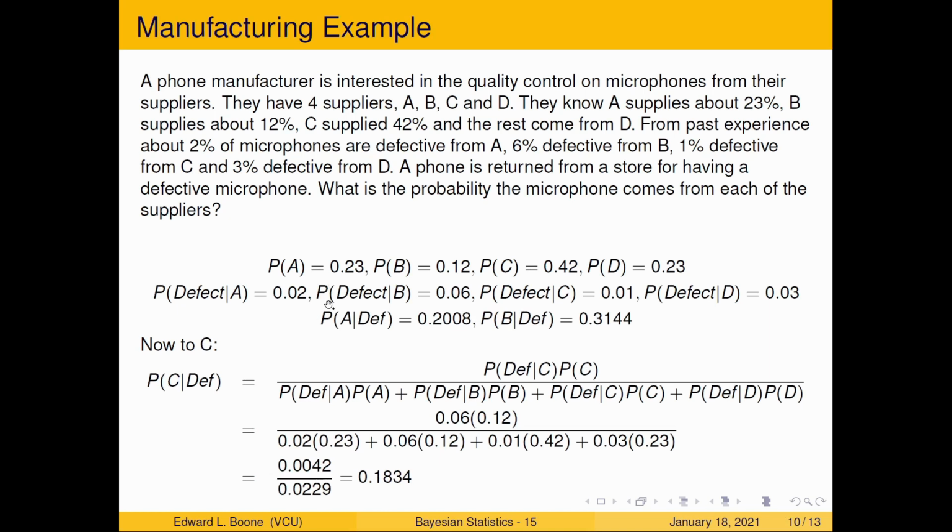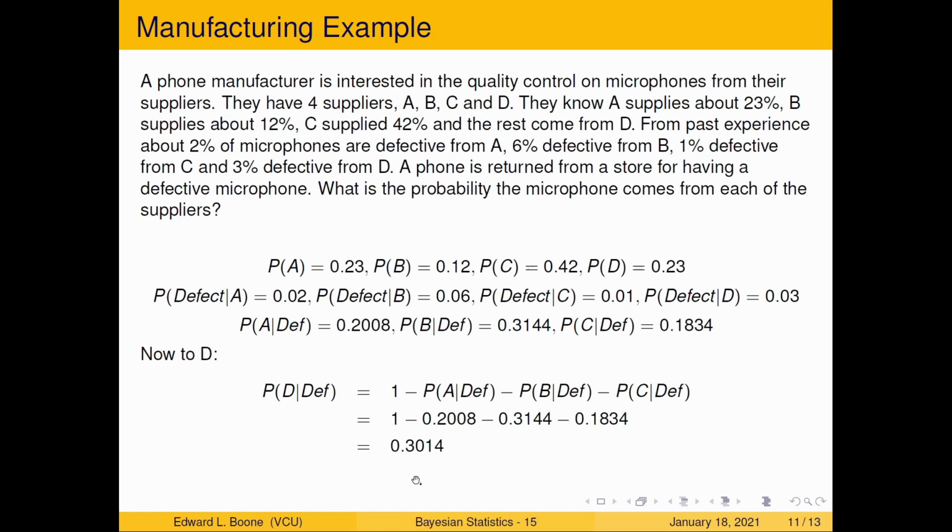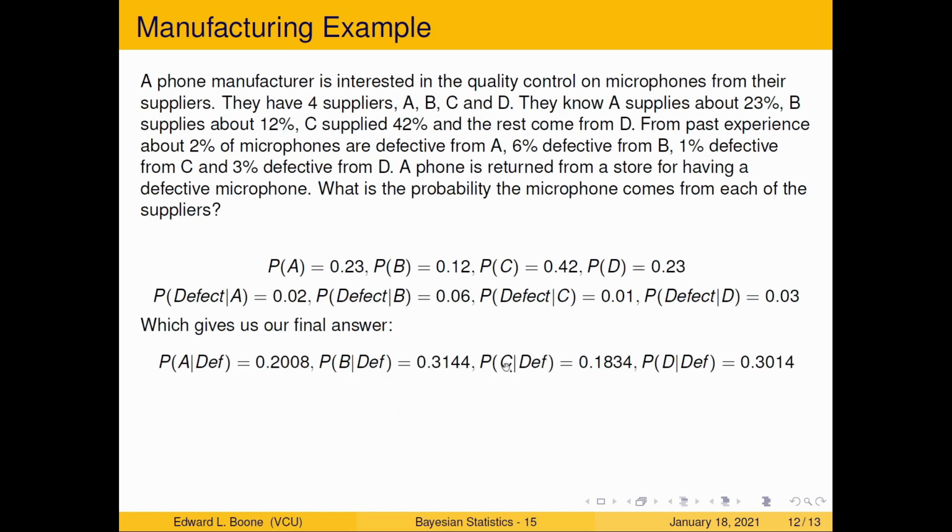We can go on to C now, and I'm storing the answers up here as I go along, because we're going to need them later. When I do C, again, I just take what I had before, 0.0042 over 0.0229, and that comes out to 0.1834. Now, instead of going through Bayes' formula again, I can use the complement rule again. Subtract them all off like I did at the beginning and get 0.314. So here is the final answer that I would get.